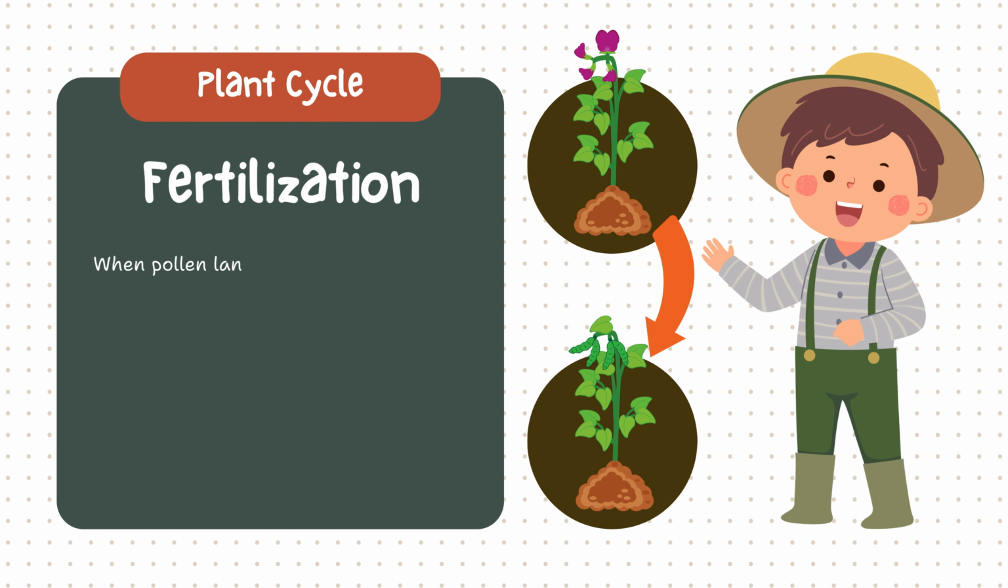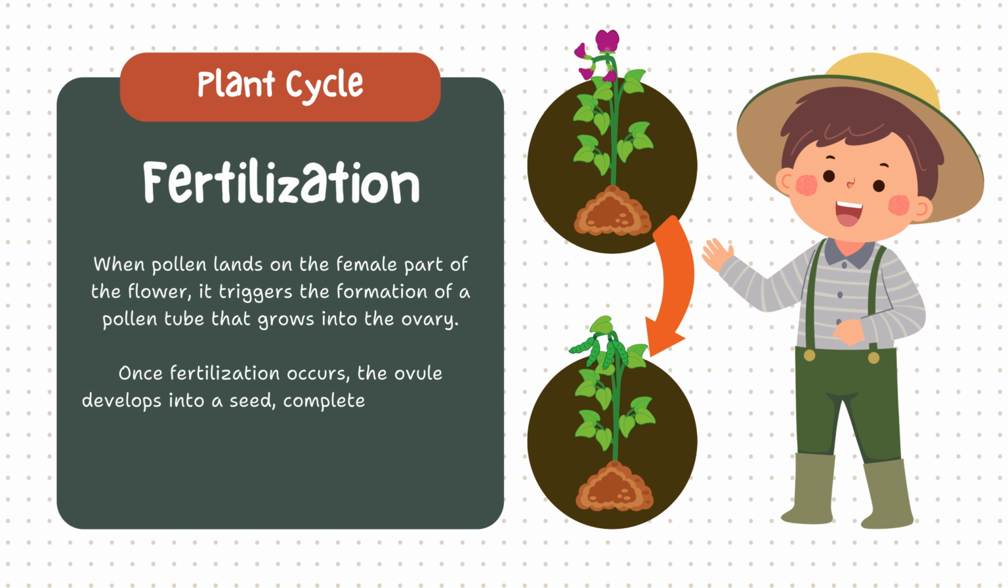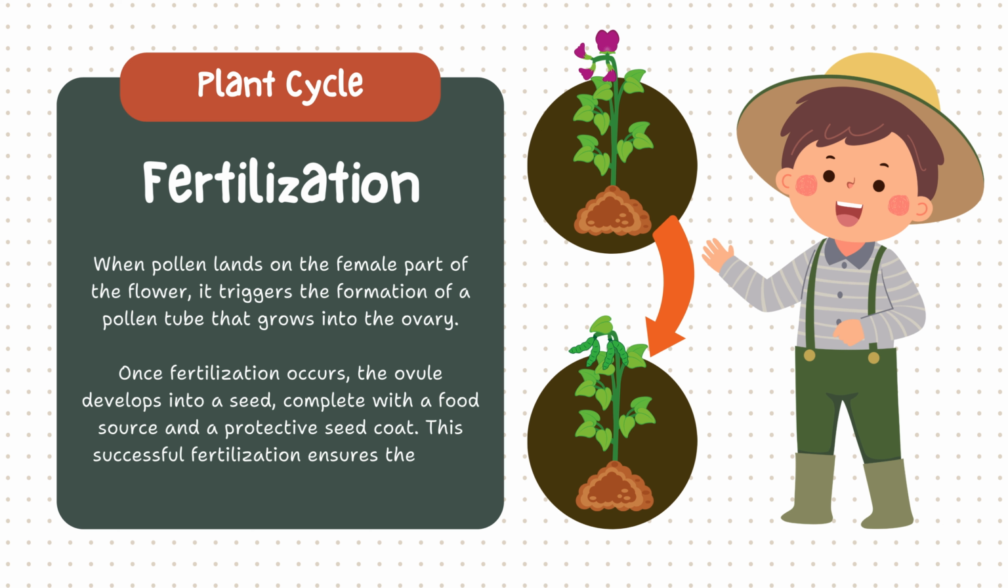Fertilization. When pollen lands on the female part of the flower, it triggers the formation of a pollen tube that grows into the ovary. Once fertilization occurs, the ovule develops into a seed, complete with a food source and a protective seed coat. This successful fertilization ensures the next generation of bean plants.